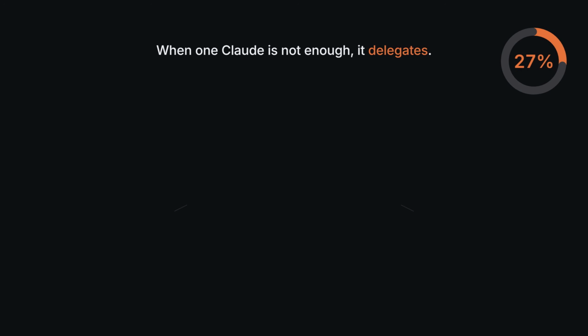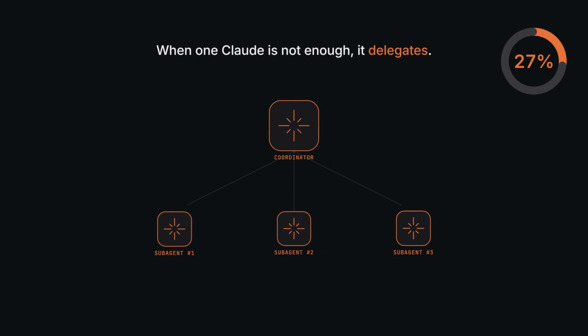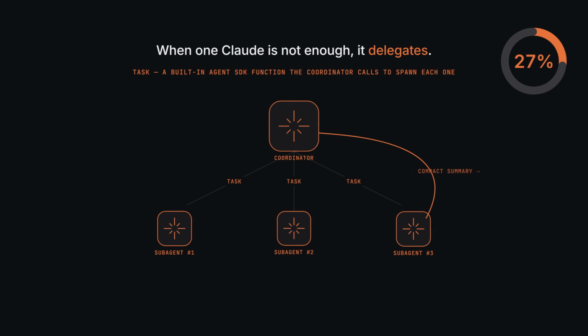The second half of this domain is what happens when a single Claude is not enough. A top-level Claude, the coordinator, breaks a job into pieces and spawns smaller scoped Claudes, called subagents, to handle each one. The coordinator spawns them through a built-in function in the Agent SDK called the task tool.